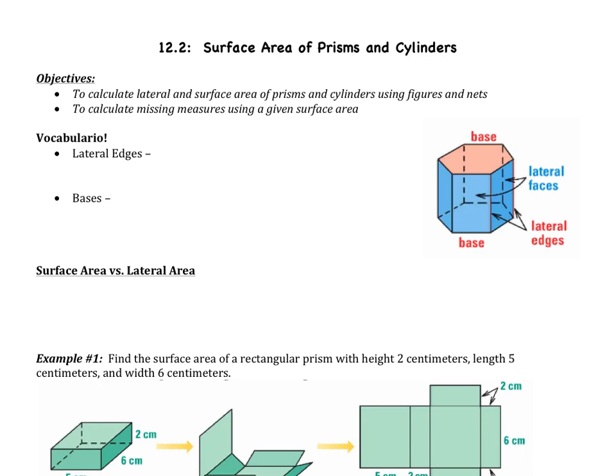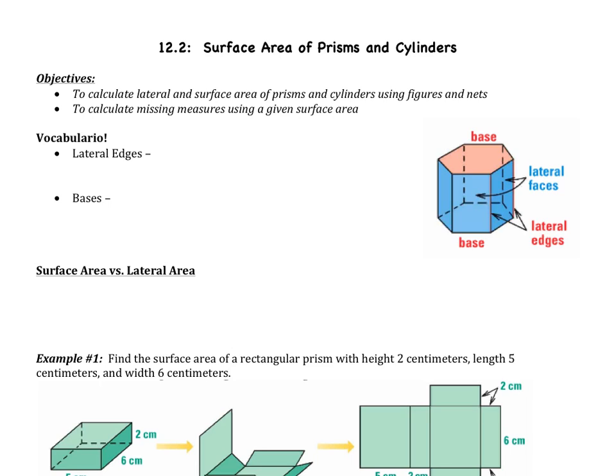Welcome to Section 2 of Chapter 12, which is Surface Area of Prisms and Cylinders. So Section 1 was kind of the background on naming solids. And now we're jumping right into the actual calculations, the surface area part. Sections 2 and 3 are going to be on surface area, and then we're going to move on to volume. So we have two objectives for this video.